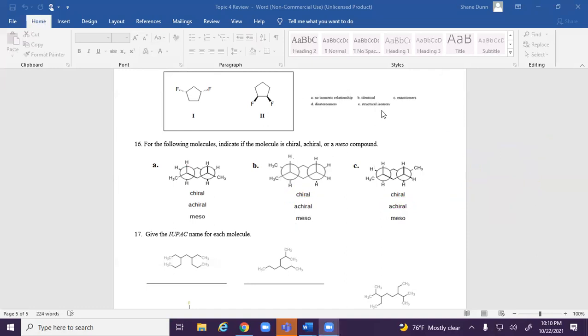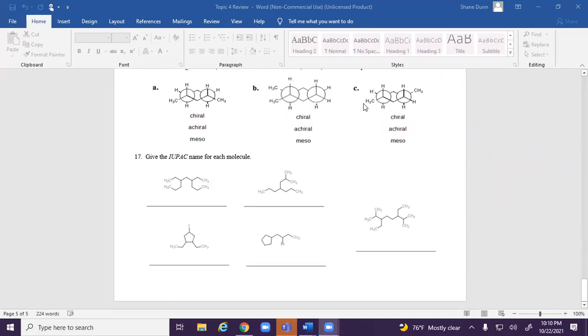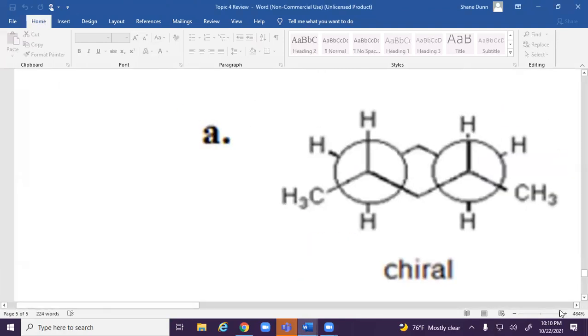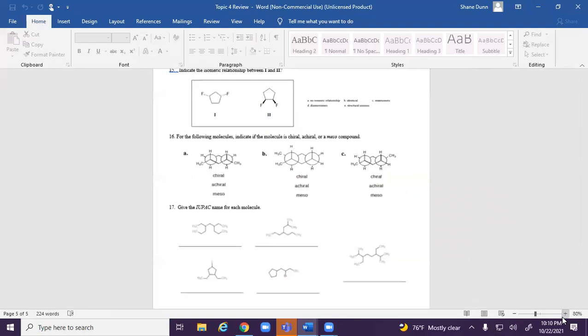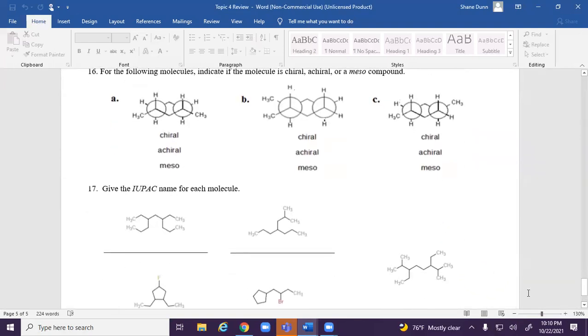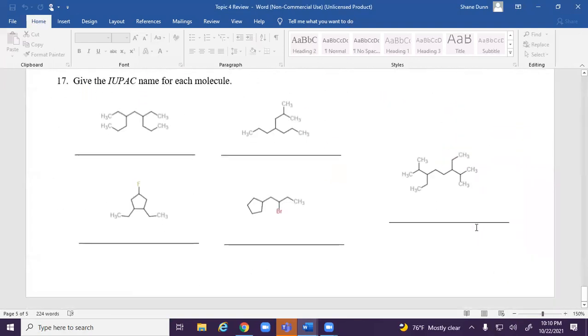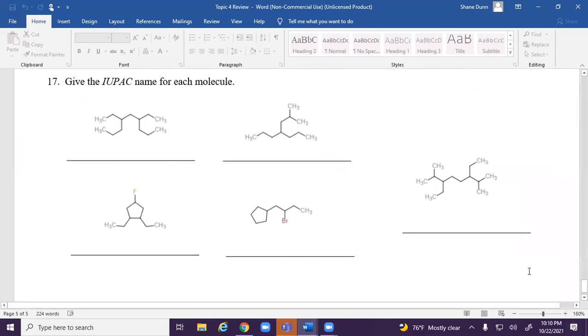Okay. Lastly, IUPAC names. We have to count the carbons, make it bigger. Whoa, that's really big. That's really small. Let's not use the pen next time. Let's use just the mouse. IUPAC is just normal naming. That's all IUPAC stands for.